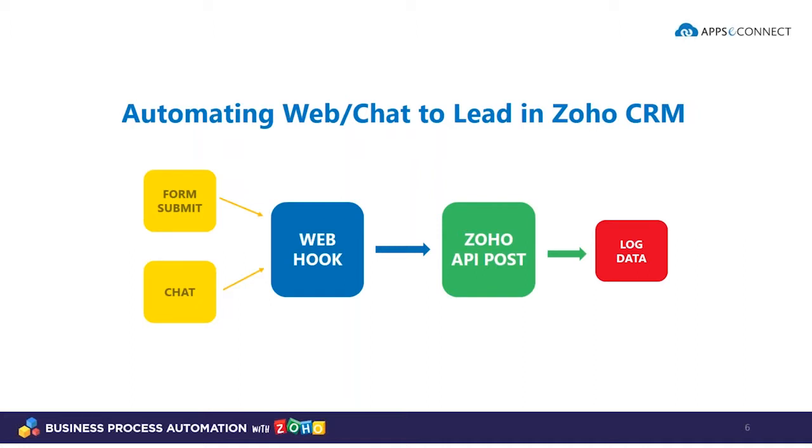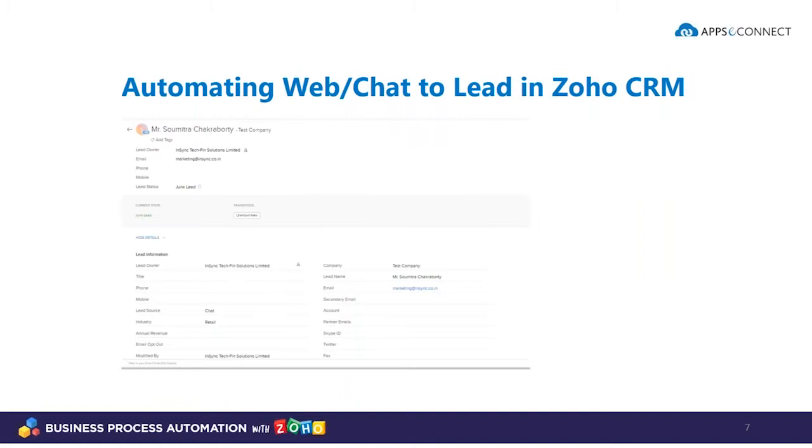The webhook which fires gets the data of the form as well as chat, and you can use the webhook to post the data in Zoho API using the POST protocol. And finally, you can see the results in the log data. So after a lead is submitted to the form using the webhook, it is shown in the Zoho CRM this way. So I will just show you the complete steps of doing this.